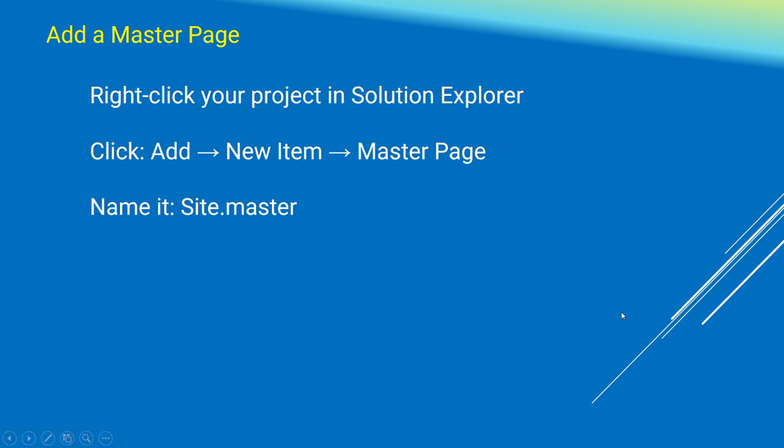To add a master page, right-click your project, choose Add New Item, then select Master Page. Name it site.master or anything meaningful to your project.